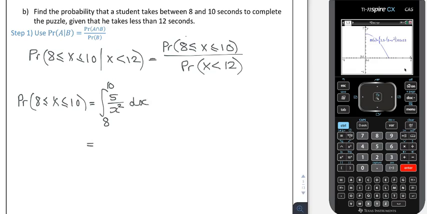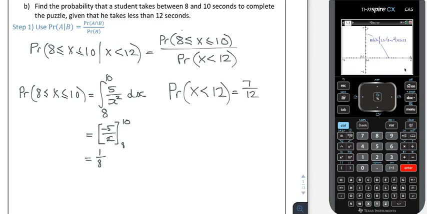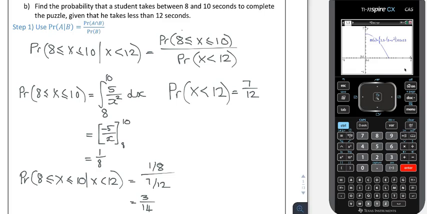So that's the integral with a lower bound of 8 and an upper bound of 10 of 5 on x squared dx. And then when we go through and do this, we get a result of 1/8. So going back to that original probability, we know that our probability of x being less than 12 is 7/12. So now just substituting this in, we get 1/8 divided by 7/12, which is 3/14 as a solution.